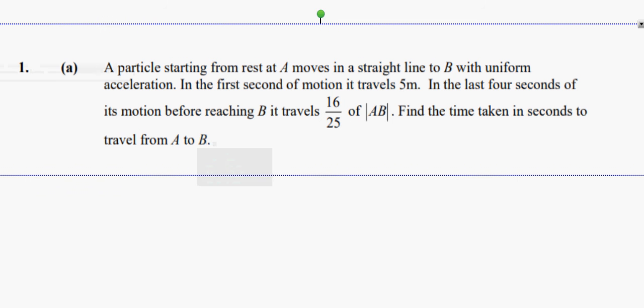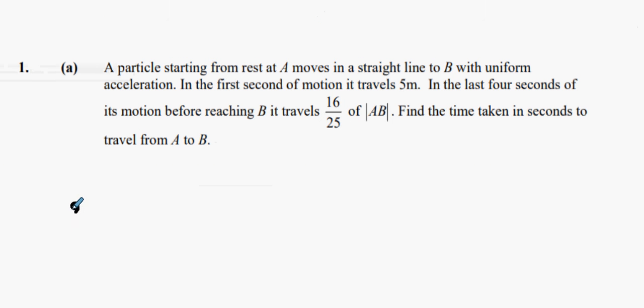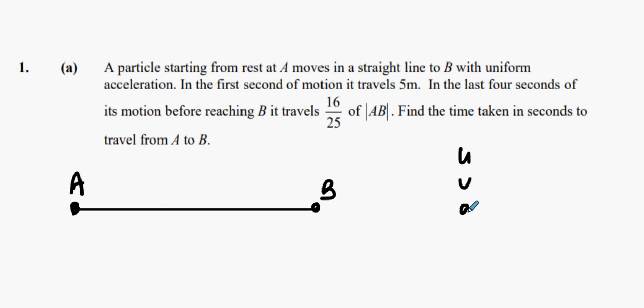So what we have here is we're going from A to B. A all the way to B. And in the first second of its motion, it travels 5 meters. A good exam technique, even if it's trivial, is to use your UVAST, lay out what you're doing.